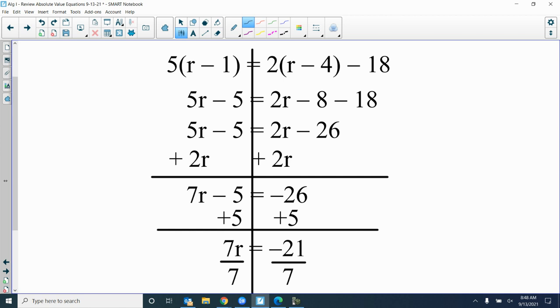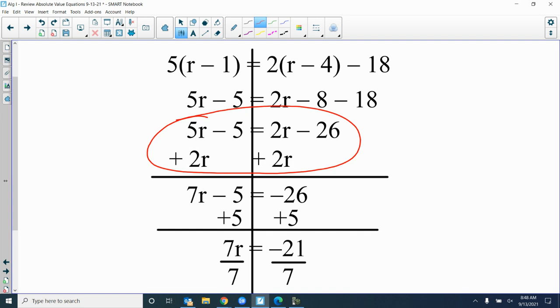Where is that mistake? Maddie. They added 2R instead of subtracting. Okay, so right here. Yeah. I agree, because right there, this is correct. 5R minus 5 equals 2R minus 26. A negative 8 and a negative 18 does give us negative 26. It says plus 2R. It should actually be minus 2R because that's a positive.